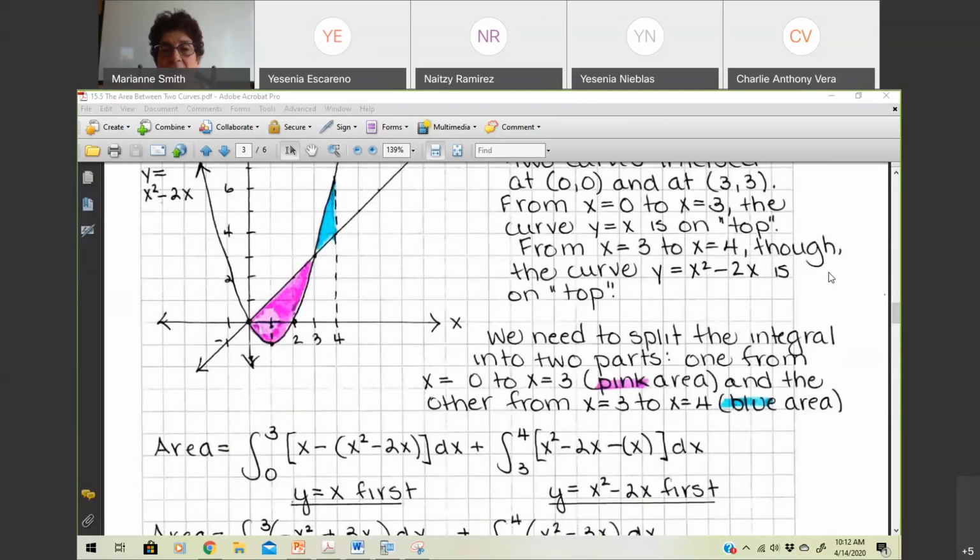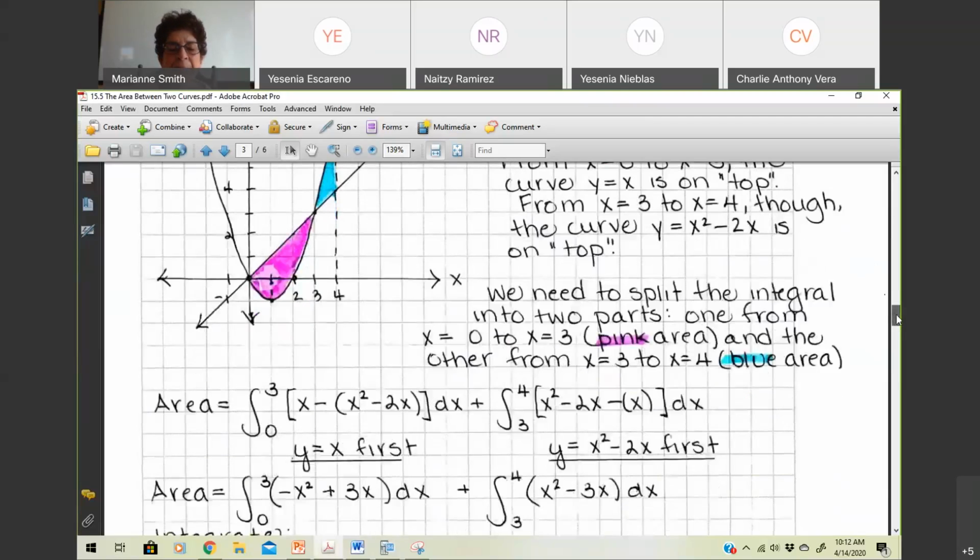This is why it's critical to show yourself a picture. Draw a picture in Desmos or on the TI. You've got to be able to see this. Okay, good. We can keep going.